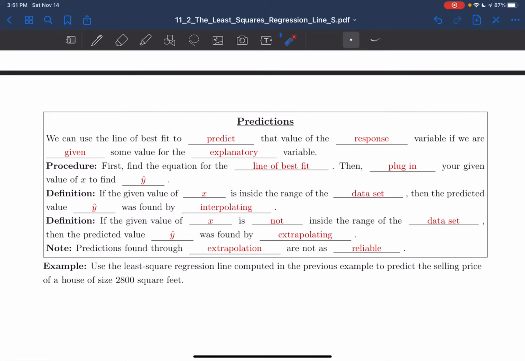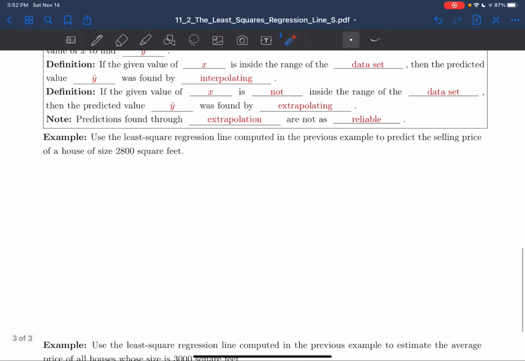If the given value of x is inside the range of the dataset, then the predicted value y hat was found by interpolating. If the given value of x is not inside the range of the dataset, then the predicted value y hat was found by extrapolating. Note, predictions found through extrapolating is not as reliable. The reason why is because since it's outside of your dataset, it can't be that reliable because, well, you're outside of your dataset. Let's do a couple examples.